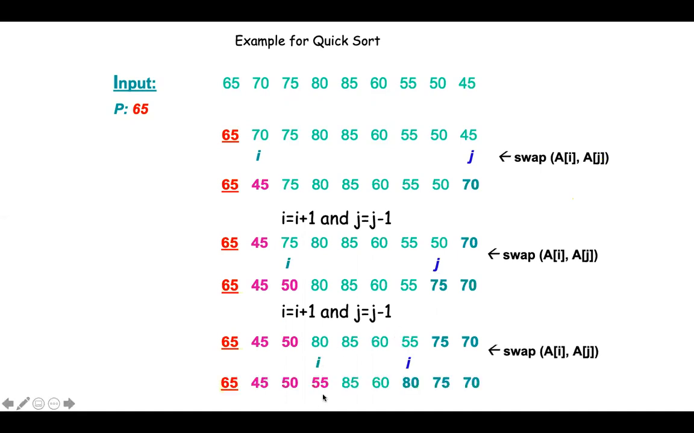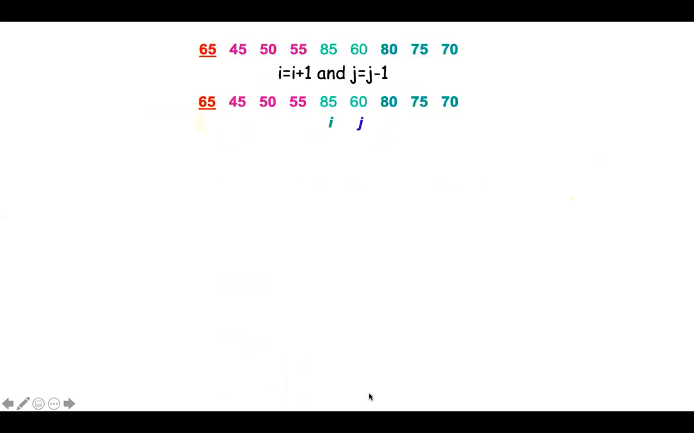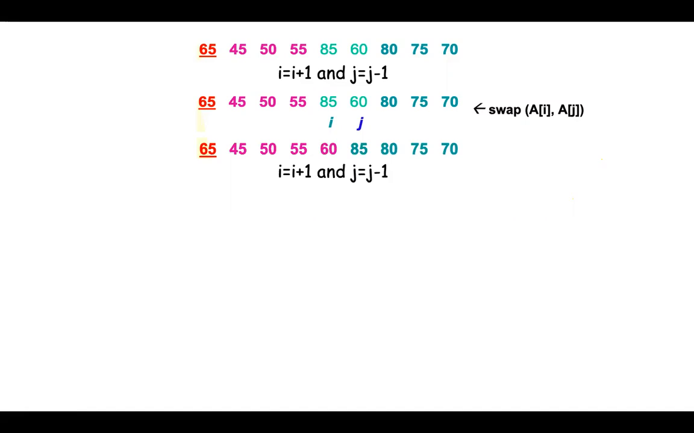Again, increment i, decrement j. The condition is also true: 85 is greater than 65, and 60 is less than 65. So that condition is also true. Swap these two elements. Now, once you increment, i is greater than j. We have reached a position where the i value is greater than the j value.